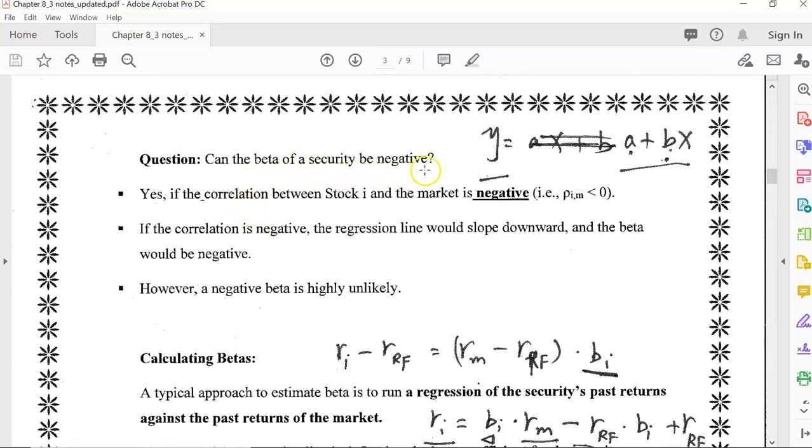Can the beta of a security be negative? Yes, if the correlation between stock i and the market is negative. Rho, the correlation between stock i and market M, could be negative. If the correlation is negative, the regression line would be downward sloping and the beta would be negative. However, negative beta is highly unlikely. When the correlation between stock i and the market is negative, it means stock i's return moves in the opposite direction as the market return. Remember, these apply to the countercyclical stocks we've discussed before.